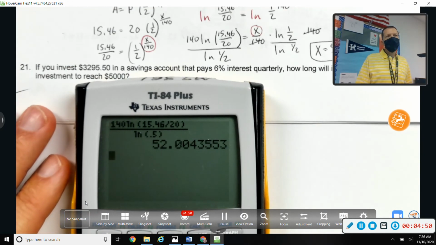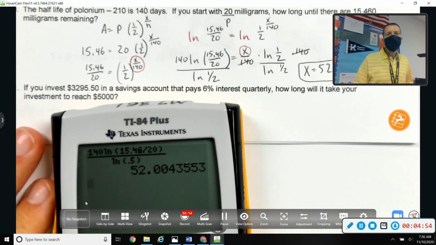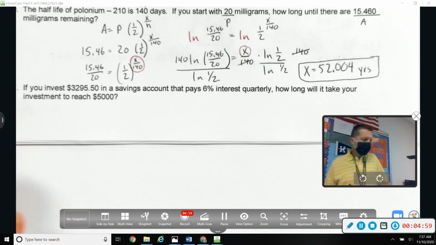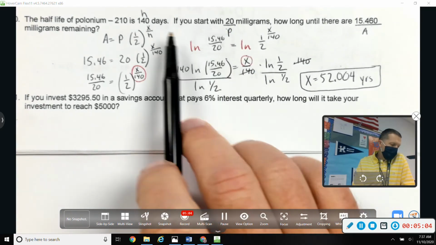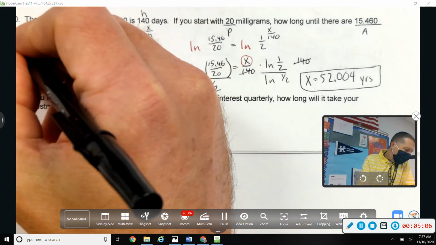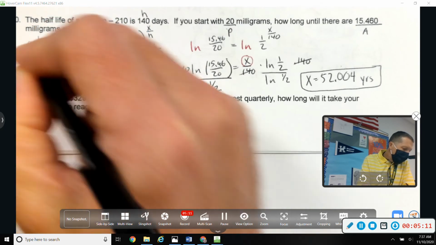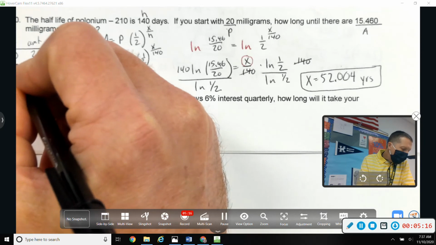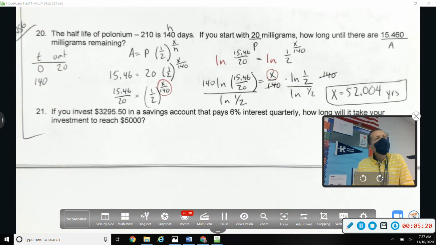Yes. No, it's fine. On half-life problems, you can also kind of check your answers. If we start with 20 milligrams, then in 140 days, if we start with 0, or excuse me, at time 0 we start with 20. In 140 days, how much should we have left if the half-life is 140?